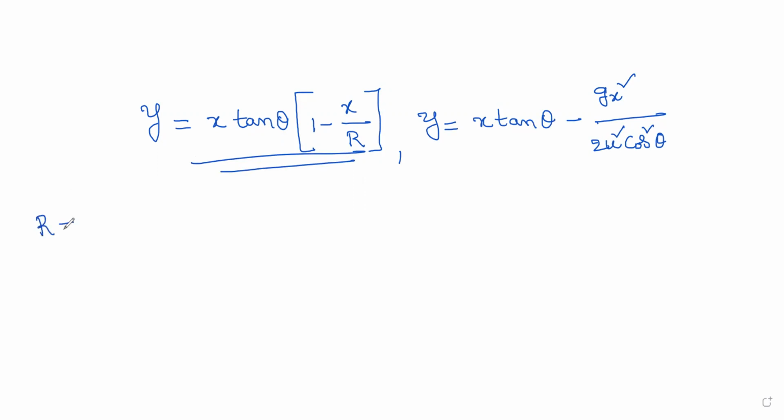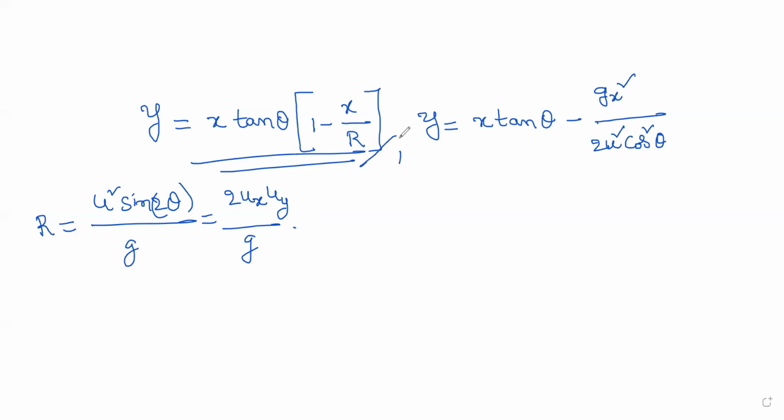I want all of you to remember range is u square sine 2 theta by g. So this is the range of the projectile. Or you can write this as 2 ux uy divided by g. This is another way of writing the range of the projectile. And now we are going to get this equation using these concepts. And now it is pretty simple.